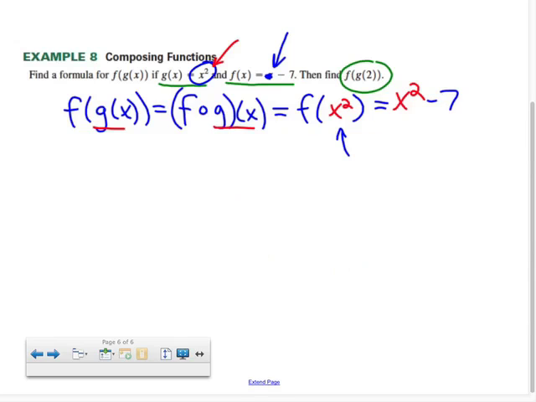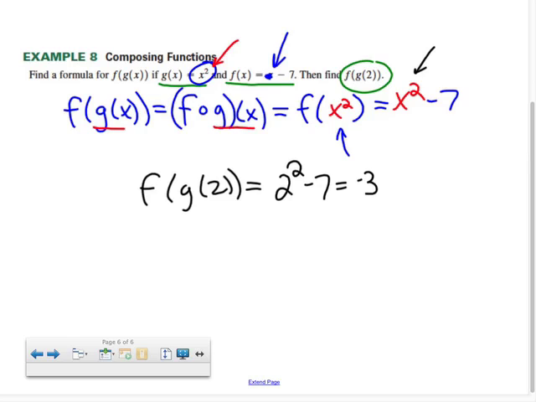Now, when they ask us to find f of g of 2, there's actually two ways to do it. Since I've already done the work to find f of g of x, I could just go ahead and plug in 2 right here into our equation. So I would have 2 squared minus 7, which would be negative 3.